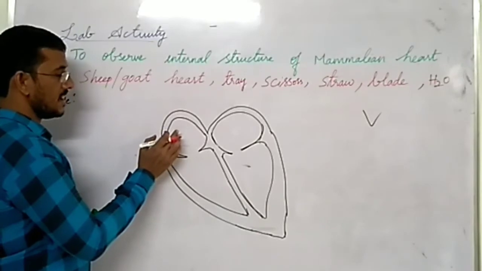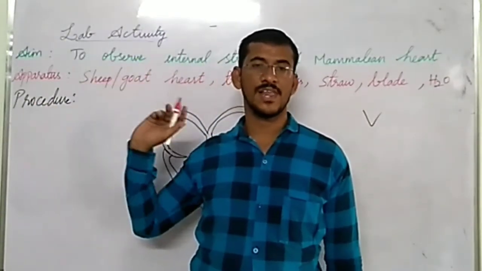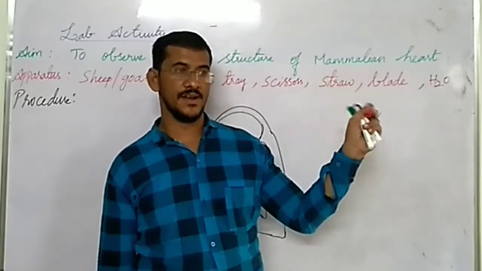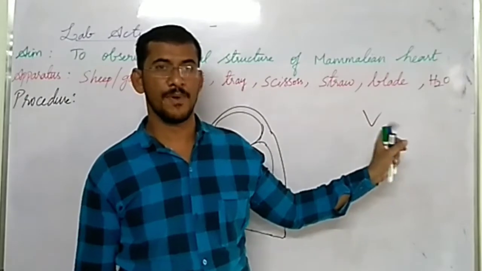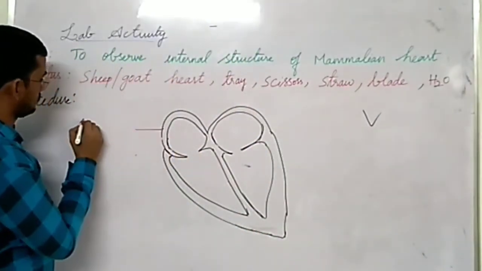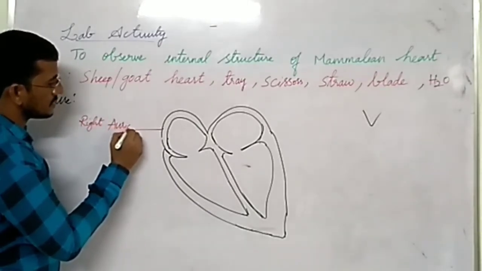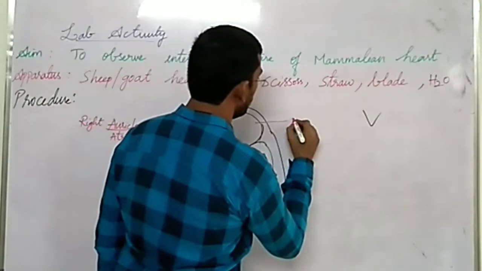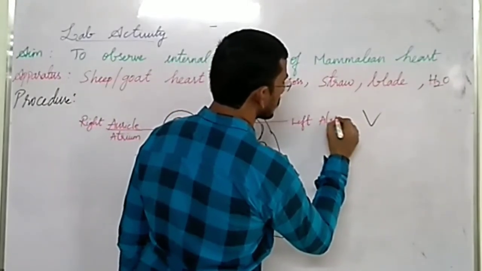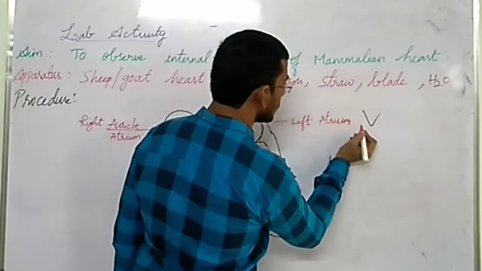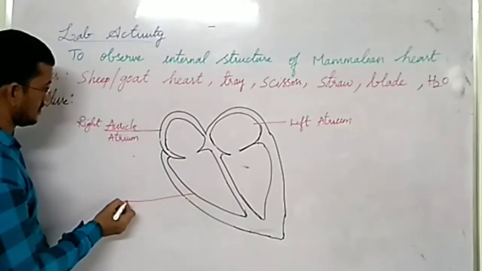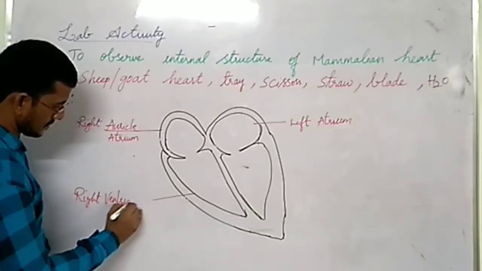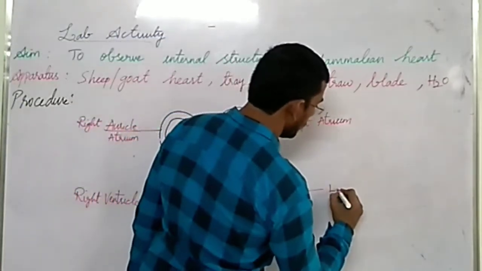So see, generally this is my right hand. So always when you label the diagram, you have to think that this side is the right side and this hand is the left hand. So this side is the left side. So this is the right auricle, or we can say atrium also. This is the left atrium. Atrium is singular, atria is plural. Then this is the right ventricle. This is the left ventricle.